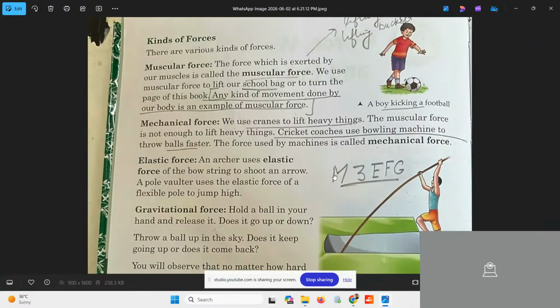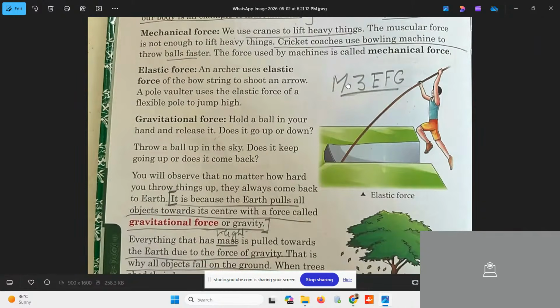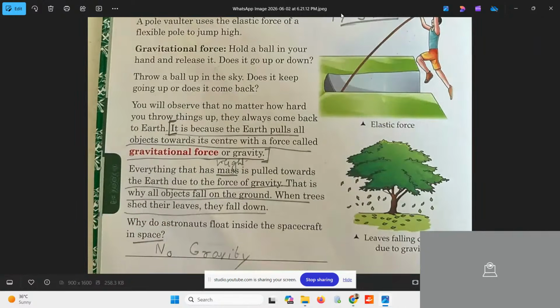The next concept is gravitational force. It is very important; the teacher will ask you many questions here. As the name suggests, gravitational force. What does Earth do? Earth pulls all objects towards its center with a force called gravitational force, or gravity. The teacher will ask you a question.